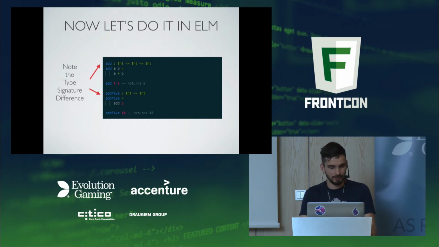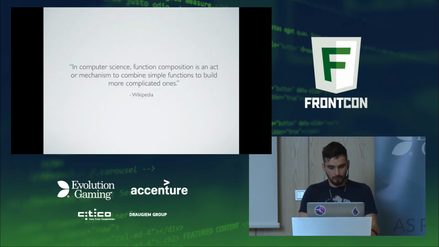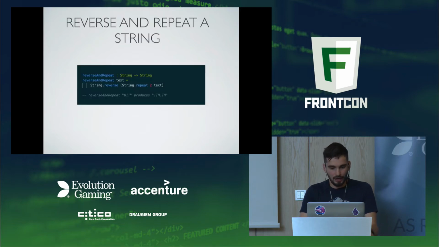Simple, right? So the interesting thing is starting to happen in the next function where we say add 5, and it doesn't execute it until we supply another argument. So the result from add 5 will be another function which will expect an integer and return an integer. So in computer science, function composition is an act of or a mechanism to combine simple functions to build more complicated ones. Now, how would we do something that takes a string, reverses, and repeats it?